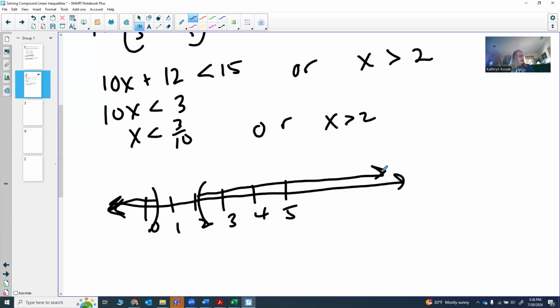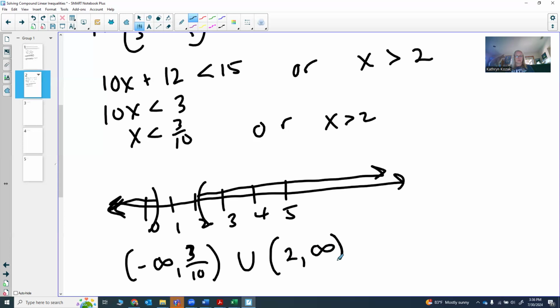Notice these areas do not overlap. Since this is an "or" statement, they don't need to overlap. The solution is the union of these two areas, and in interval notation, this would be from minus infinity to 3/10, parenthesis, union 2 to infinity.